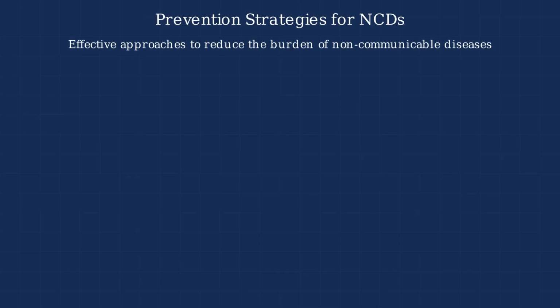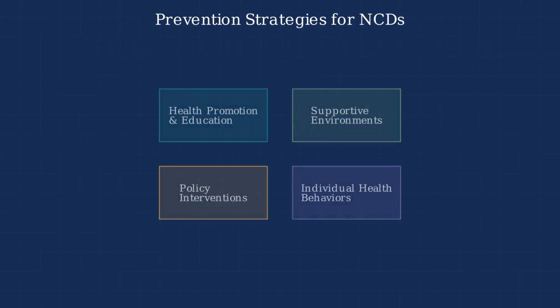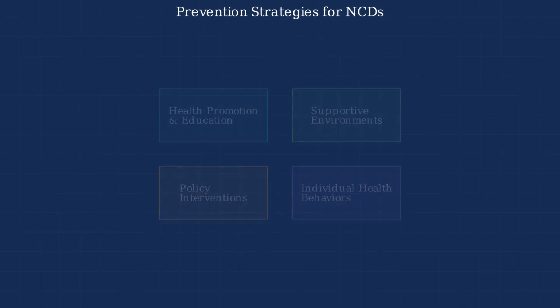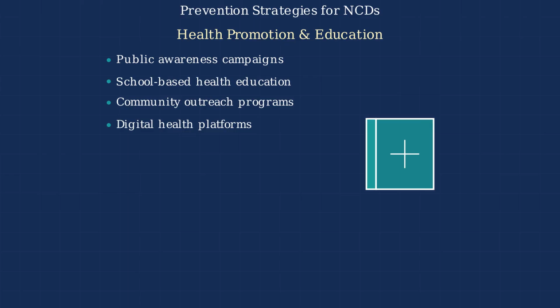Prevention strategies are crucial in reducing the global burden of non-communicable diseases. Prevention strategies fall into four main categories: health promotion and education, creating supportive environments, policy interventions, and encouraging healthy individual behaviors. Health promotion and education campaigns are essential for raising awareness about NCDs and their risk factors. These include public awareness campaigns, school-based education, community outreach, and digital health platforms.